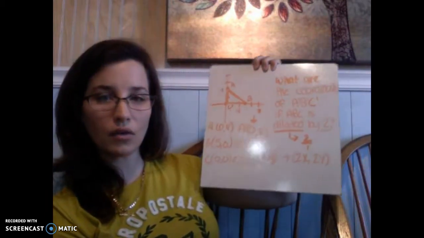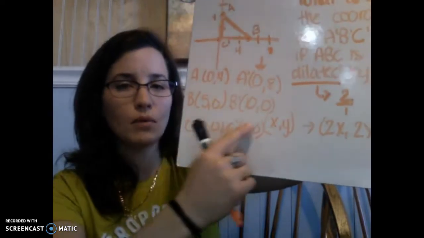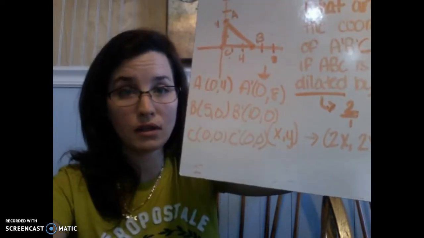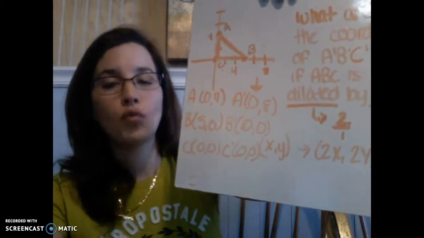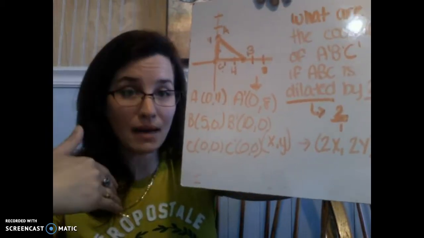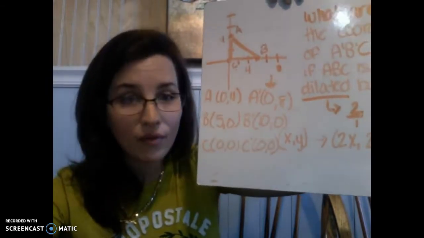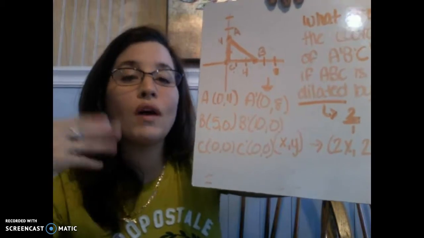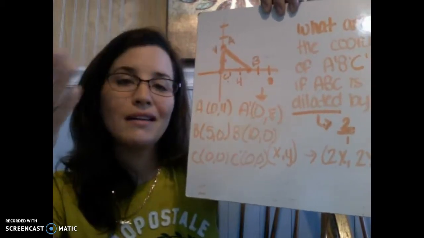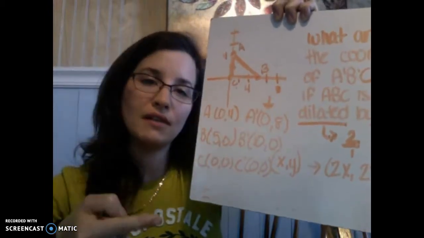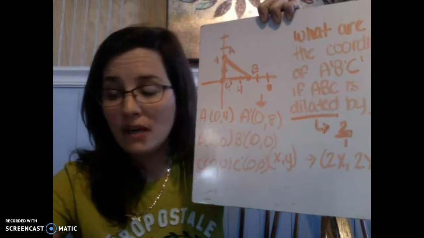So now let's make sure you can see that. All I did was multiply each one by 2 because it's a dilation of 2, so I made it bigger. If it was a dilation of 1/2, then I would be dividing by 2. If it was a dilation of 4, I'd be multiplying by 4. If it was a dilation of 1/3, I'd be dividing by 3, right? So when they tell you to dilate by a fraction, that means division. If they tell you to dilate by a whole number, that means multiplication.